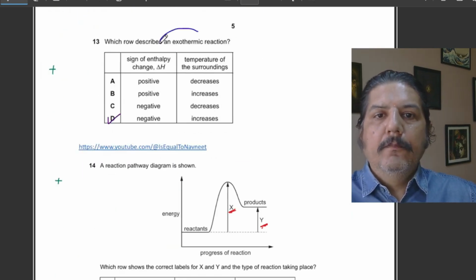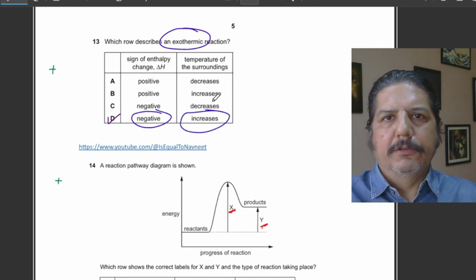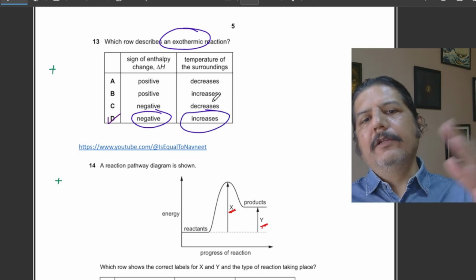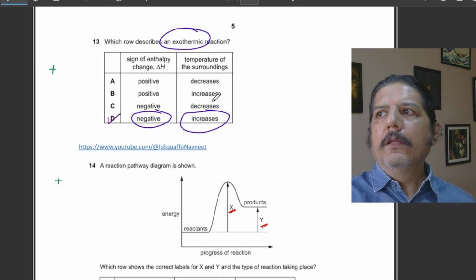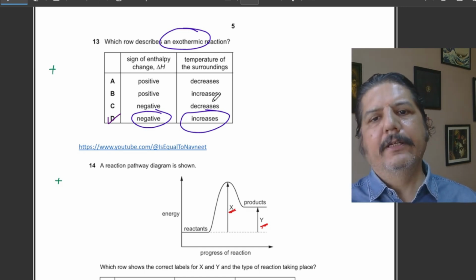In an exothermic reaction, the sign of enthalpy is negative and the temperature of the surroundings increases. Why? Because heat is lost by the system. Like previously we were saying, in an endothermic reaction, we absorb net heat from the surroundings. That is why the temperature of the surroundings decreases.